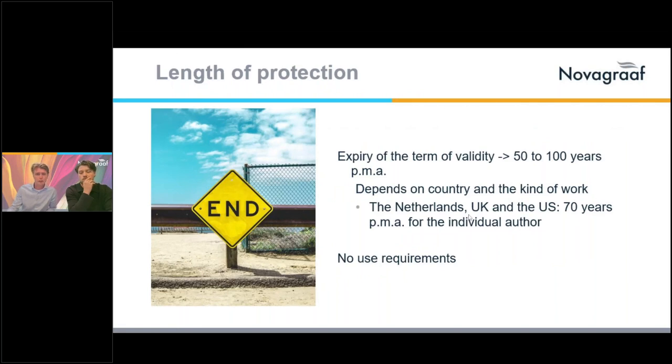The duration of copyright varies for different territories and different kinds of works, between 50 to 100 years after the death of the author. And that depends on the country, as I just said, and the kind of work. In the Netherlands, in the UK, and the US, it is 70 years after the death of the individual author. And there are no use requirements for your copyright. So if you are not using or exploiting your own copyright, you can still prevent others from doing so.